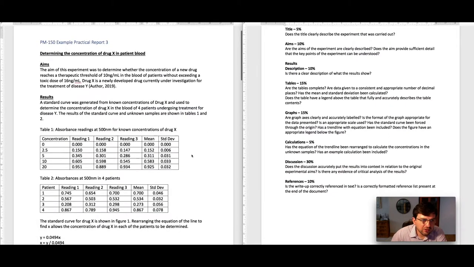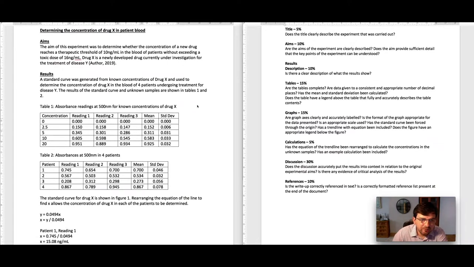With the results, we now have an introductory text. So we know that a standard curve was generated from known concentrations of this drug, and we know that we then use that to determine the concentration of the drug in the patients. So we have a little bit of a narrative here about what was actually done and why it was done.